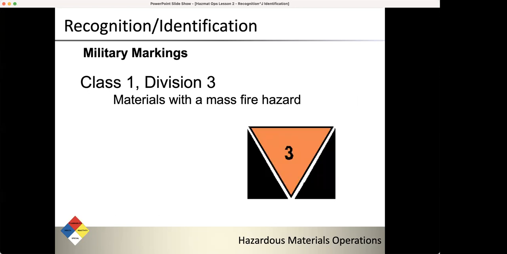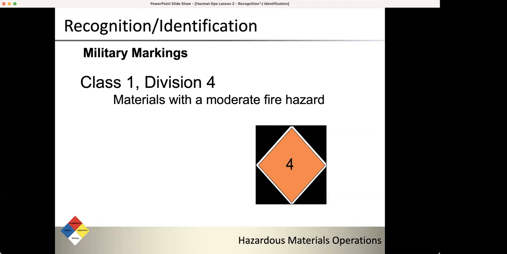Class 3, mass fire hazard. So fires usually burn up and out, kind of like that in that V shape there. And 4, moderate fire hazard. That's a diamond, I don't know. That's about it.